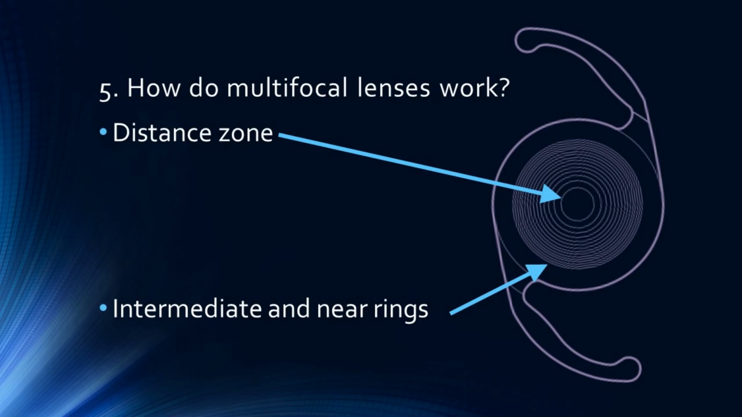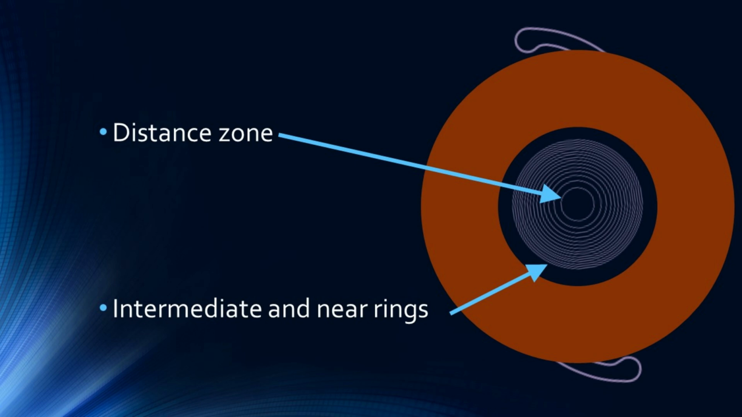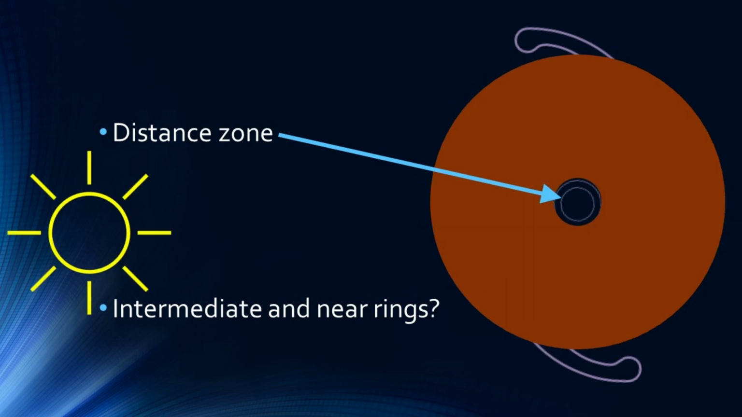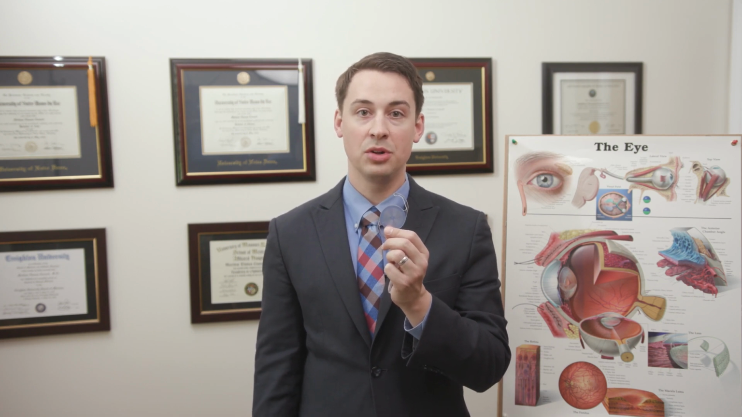The distance vision is located in the center of the lens, which means that in bright lights, when your pupil shrinks, the zones for near and intermediate are blocked by your iris. Thus, patients with larger pupils do better with these lenses. Additionally, conditions like macular degeneration or glaucoma limit our ability to implant a multifocal lens.